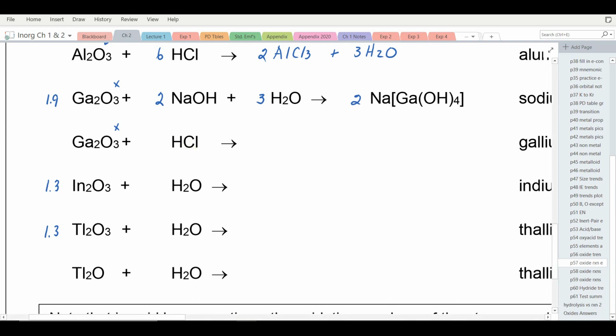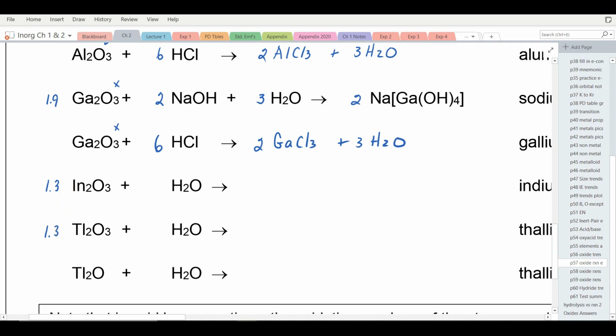Gallium oxide, which I'm not asking you to memorize, would in fact react with an acid in the same way as aluminum oxide would, forming gallium chloride. Gallium is +3, plus H2O, and it should balance exactly the same way as aluminum. It has the same oxidation state. I have 2 galliums, 3 oxygens, 6 chlorides, 6 hydrogens, and 3 chlorides.